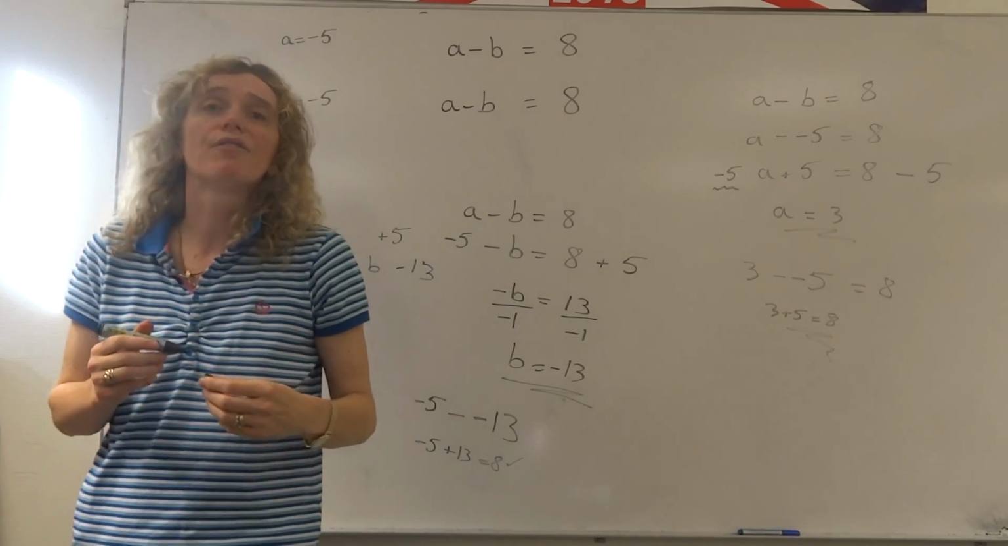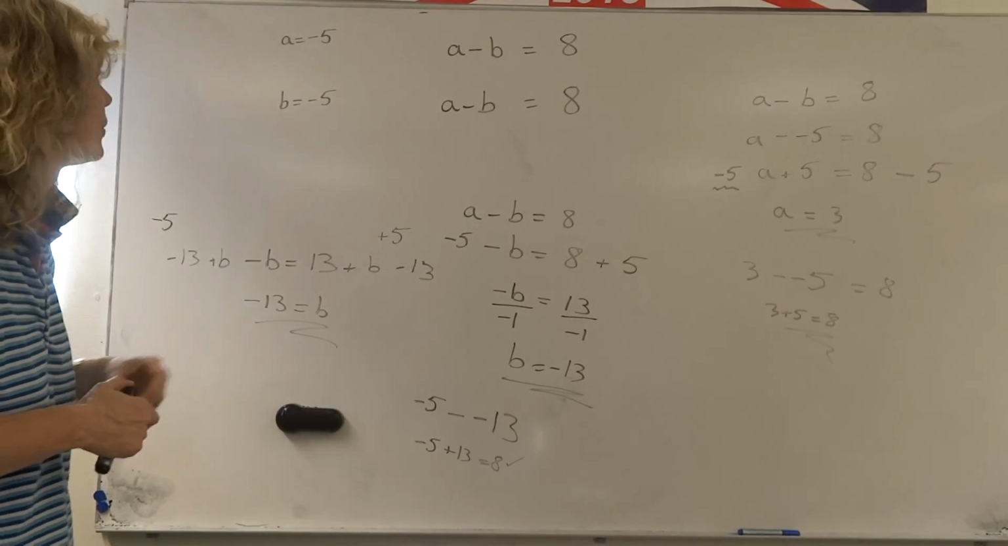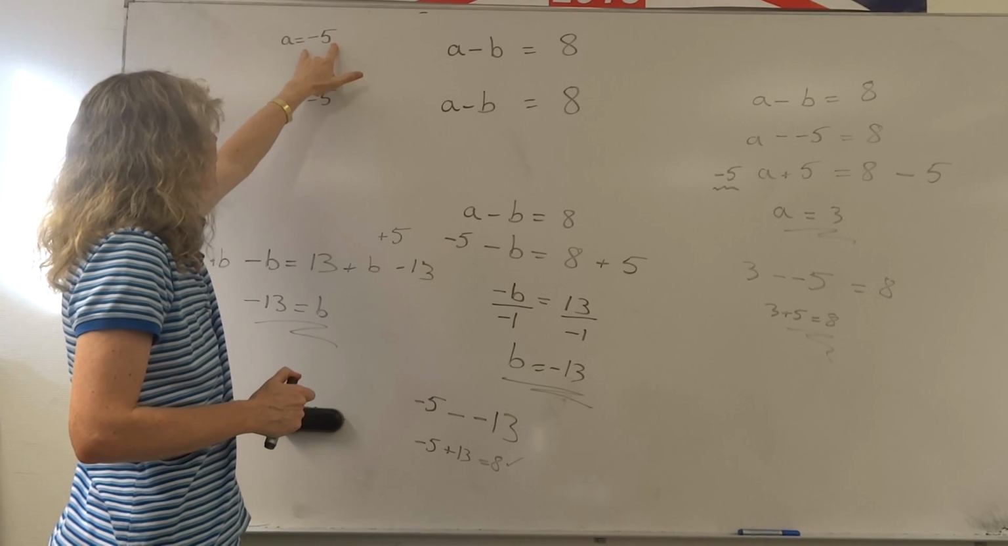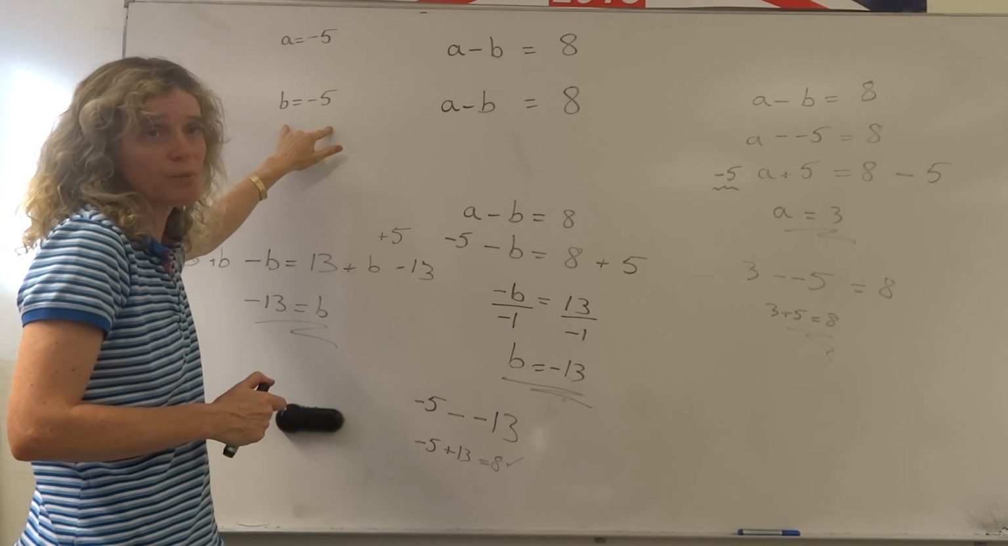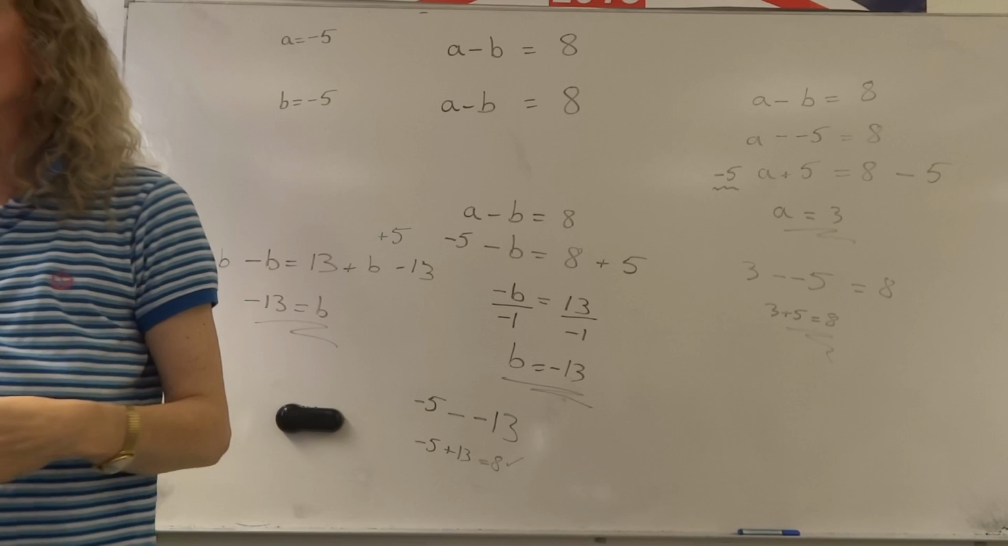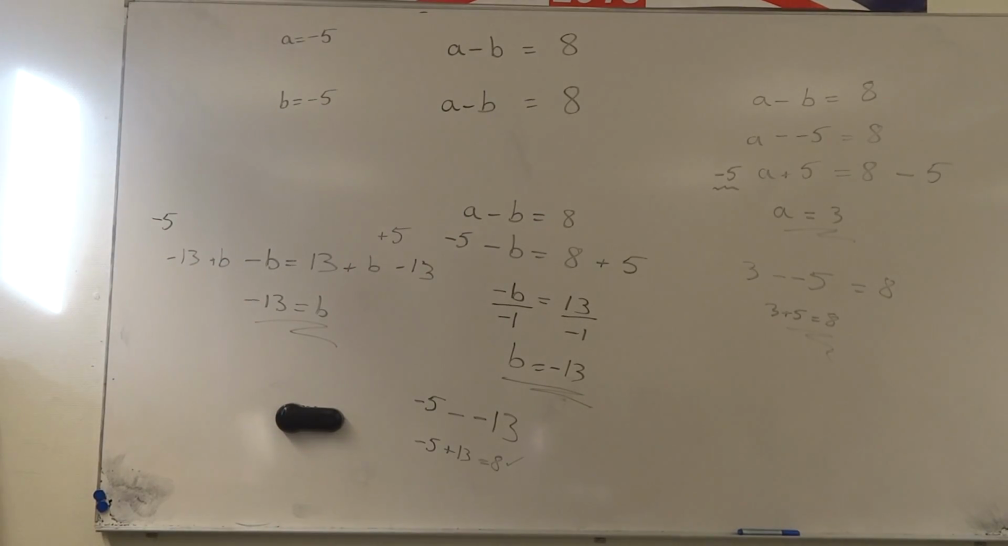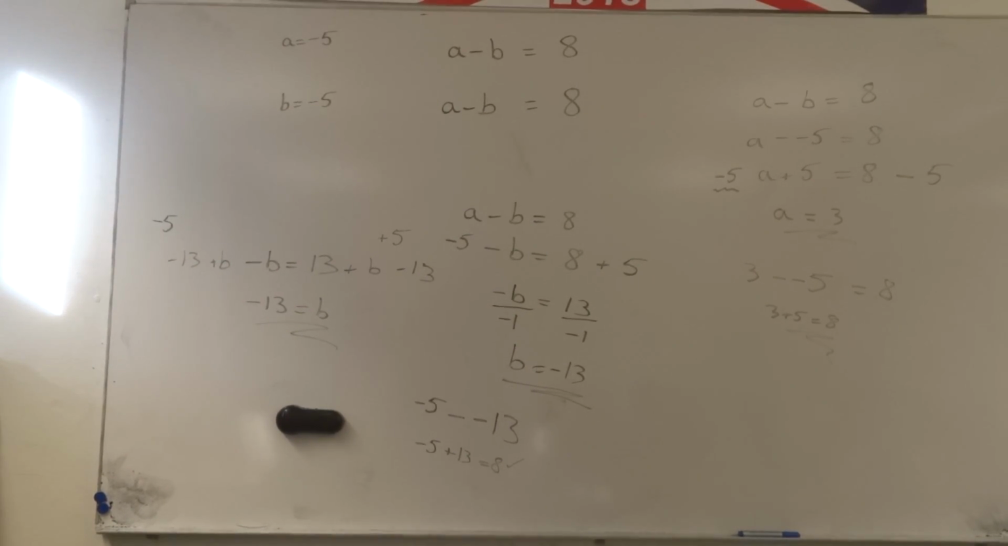So they were the two different solutions to these equations, if A equals minus 5 and if B equals minus 5. And these are the algebra skills that you have to feel confident in doing and practicing as much as you can.